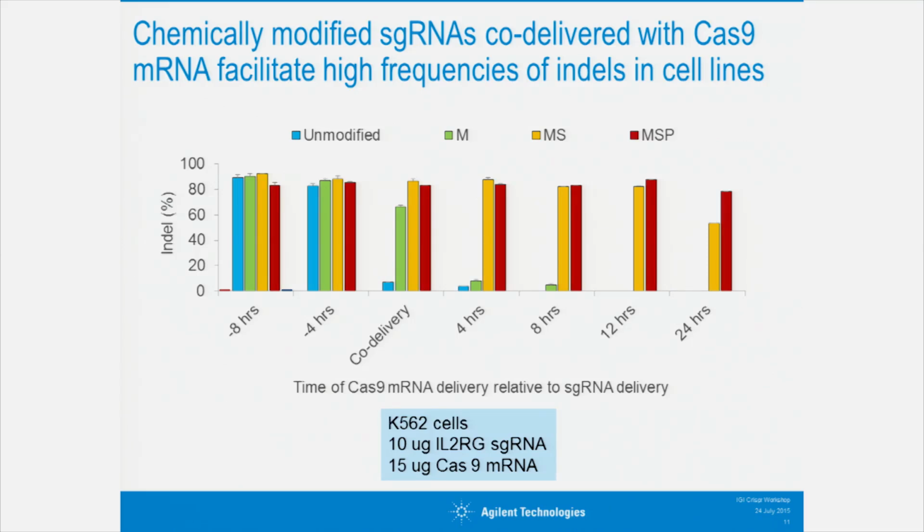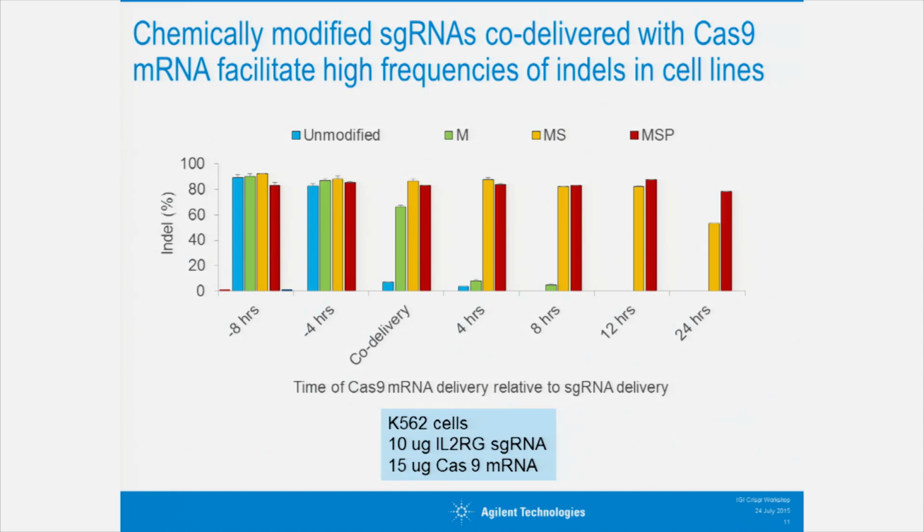So the data I showed you in the previous slide was the co-delivery. And then these 2 data points are where you put the mRNA for Cas9 protein in first, and then you add the guide RNA either 4 or 8 hours later. And you can see when you have the protein already in the cells, there's not a lot of benefit of the modifications, but the chemically synthesized guide RNAs still yield very high indel frequencies.